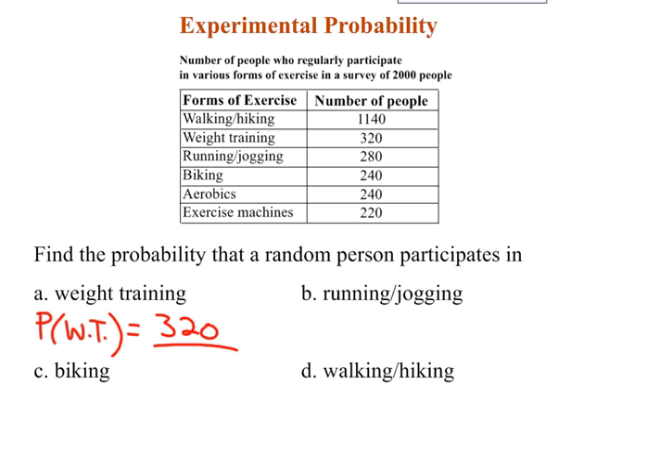Over the total number of possible outcomes, well, that's how many people took the survey, right? 2,000. And so we put that 320 over 2,000. And in this case, let's represent our probability as a decimal. So let's throw that into the calculator. We get 0.16.